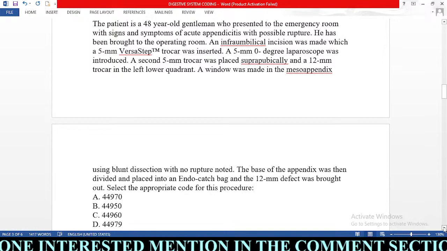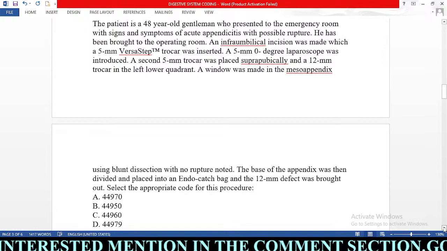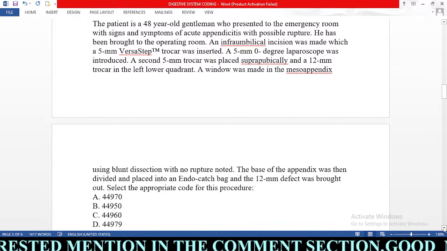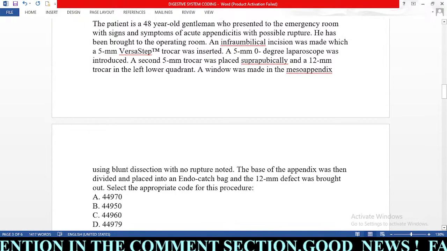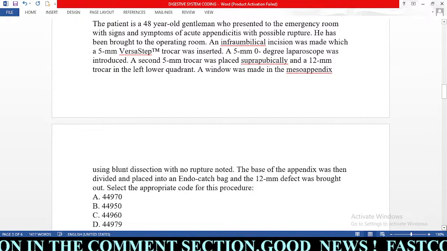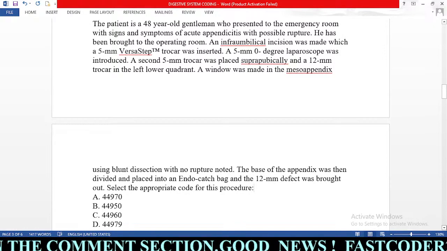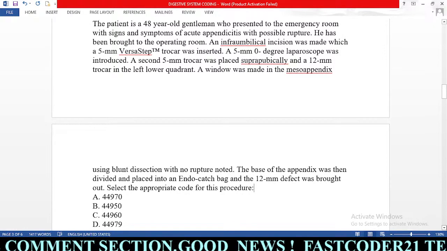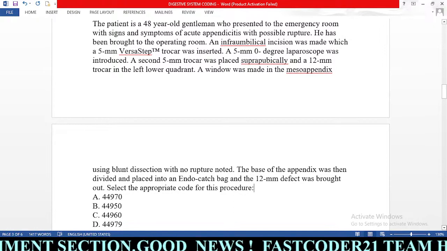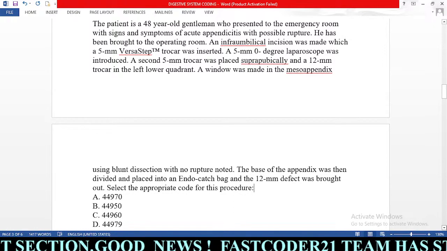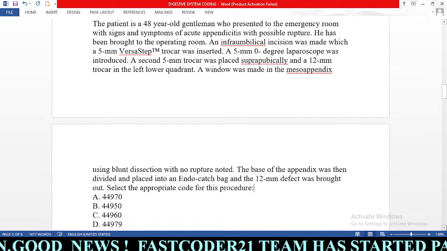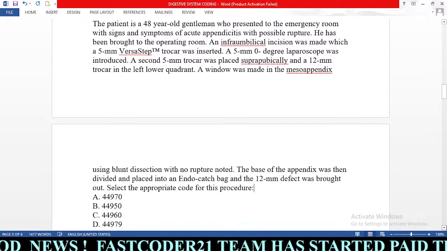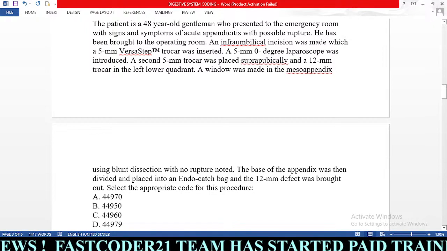Whatever the question is, you should be in a position to understand the keywords and find the correct code. As I told you, you just need to check the headings. If you know the proper headings, you can save your time. It is one type of time management skill, if you are familiar with your CPT book.